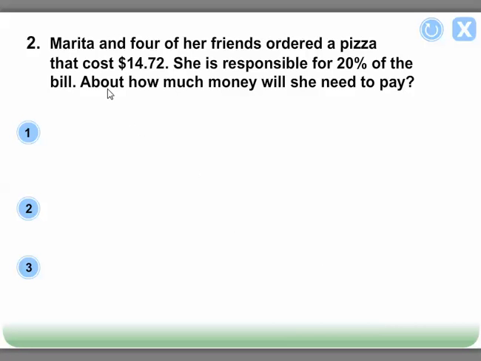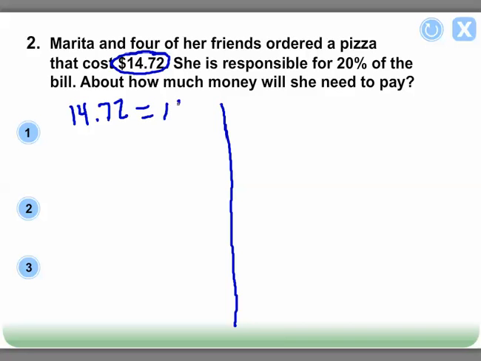Next one. It says Marita and 4 of her friends ordered pizza for a bill that cost $14.72. She's responsible for 20% of the bill. About how much money does she need to pay? Now again, let's split the screen in half and let's use calculation method and let's use our mental math method. So over here I've got $14.72. Okay, this is the number I'm going to estimate. So for me, I'm going to keep it easy. I'm going to say that's about 15 bucks because that's what you would do in a restaurant. And if you leave a little extra, good for the waitress you tipped. She'll love you. So $15.